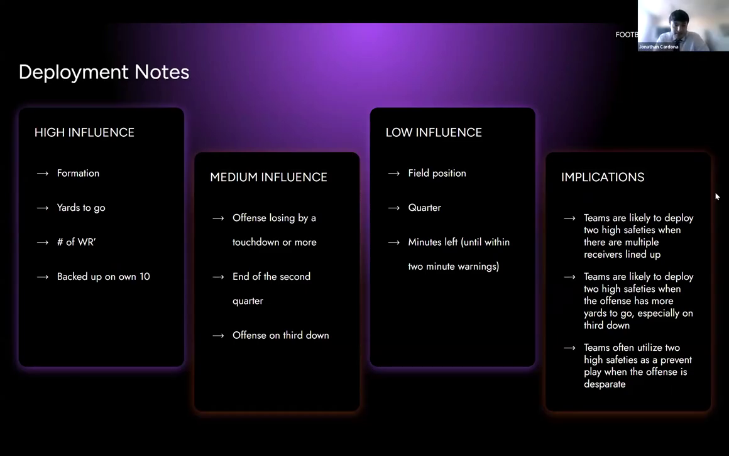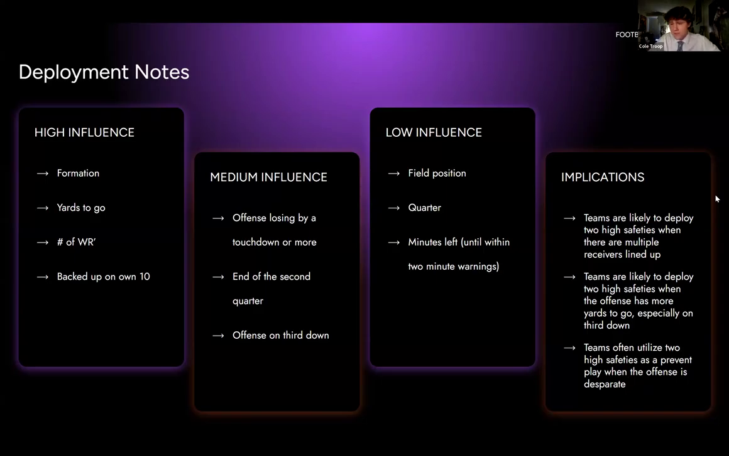To summarize our deployment findings, two-high usage is primarily driven by structural offensive factors. The highest influence variables are formation, yards to go, number of receivers, as we saw earlier, and being backed up near your own goal line. These consistently increase the likelihood of two-high deployment, except for backed up on your own 10, where it's very rare to come out in two-high deployment.